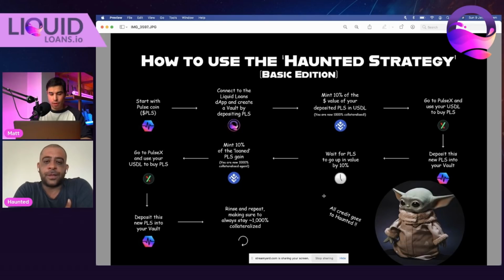Keep in mind that when you're putting your Pulse back into your vault, that 1,000% would automatically go up a little bit straight away. The second you put that Pulse into your vault, you're automatically above 1,000%.